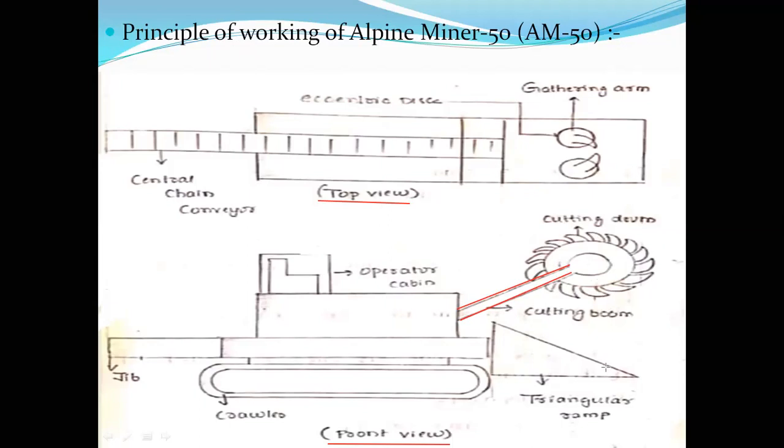As I said, the Alpine Miner AM50 is used for the drivage of roadways during development of the longwall phase, mainly the longwall retreating phase. So this is the cutting boom, and next, this is the cutting drum.